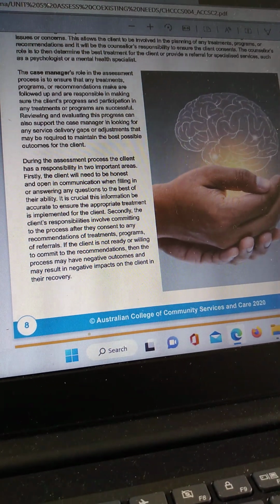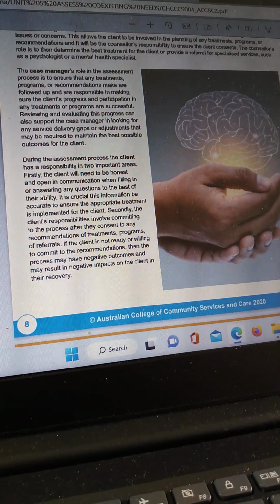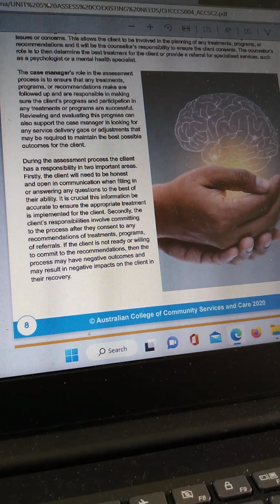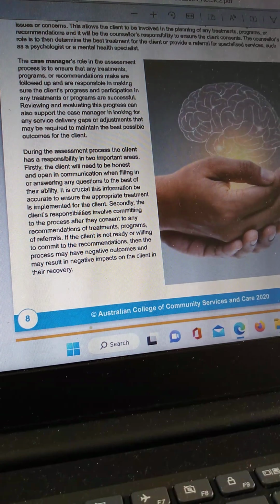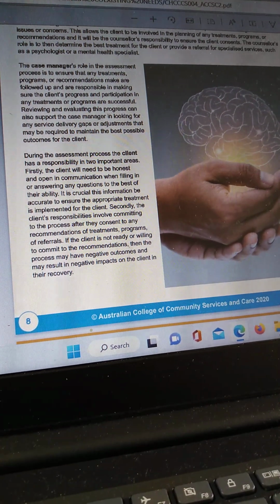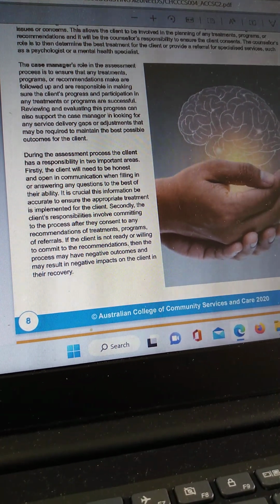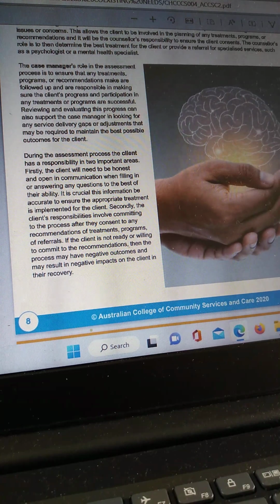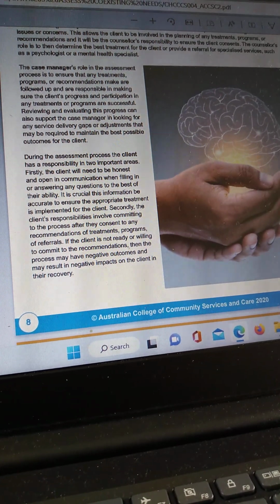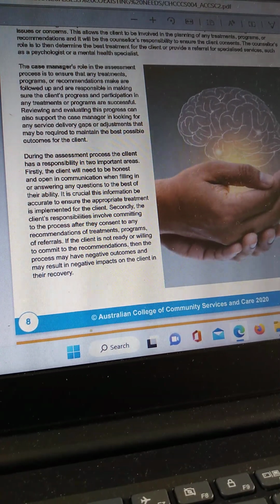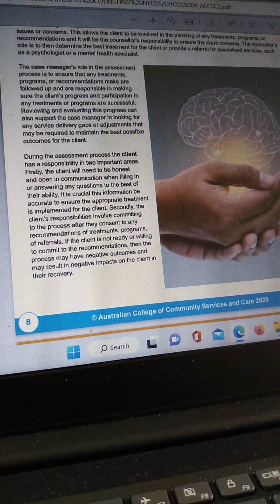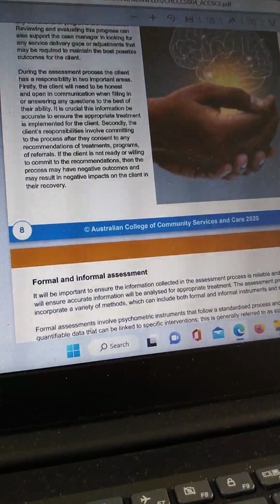It is crucial this information be accurate and ensure the appropriate treatment is implemented for the client. Secondly, the client's responsibilities involve committing to the process after they consent to any recommendations of treatments, programs, or referrals. If the client is not ready or willing to commit to the recommendations, then the process may have negative outcomes and may result in negative impacts on the client in their recovery.